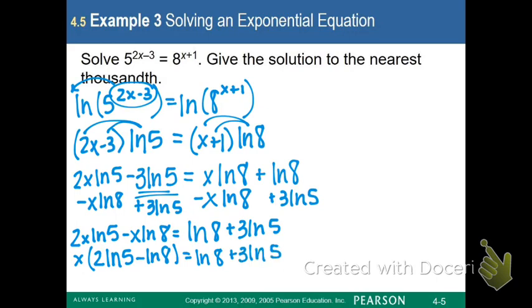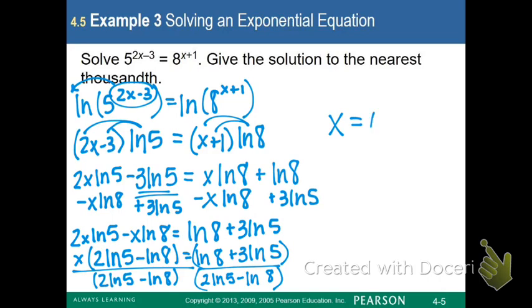And then to get x by itself, my very last step is to divide by this entire thing, 2 natural log of 5 minus natural log of 8. Now this is going to be kind of tricky because now you have to plug this entire thing into your calculator. So practice that. I would put parentheses around the numerator and the denominator, like this, and see if you can plug that in correctly. Again, you can pause this video if you want to try that. The answer that you should get is 6.062.